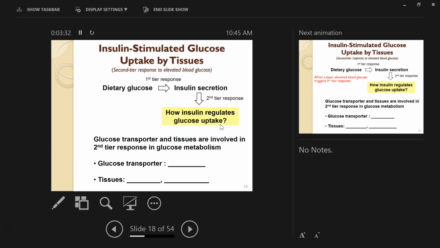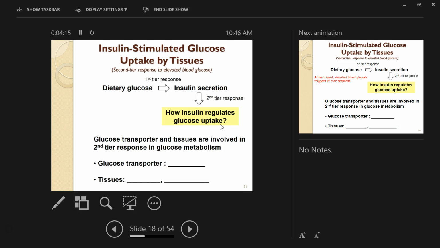Pancreas, right. The pancreas is involved, and what happens during the first tier response after a meal? High glucose. And what does the pancreas do? It releases insulin. In response to high blood glucose, the pancreas, the beta cells particularly, synthesize and release insulin to raise the insulin level in the blood. So both glucose and insulin levels are increased after a meal. This is considered the first tier response.